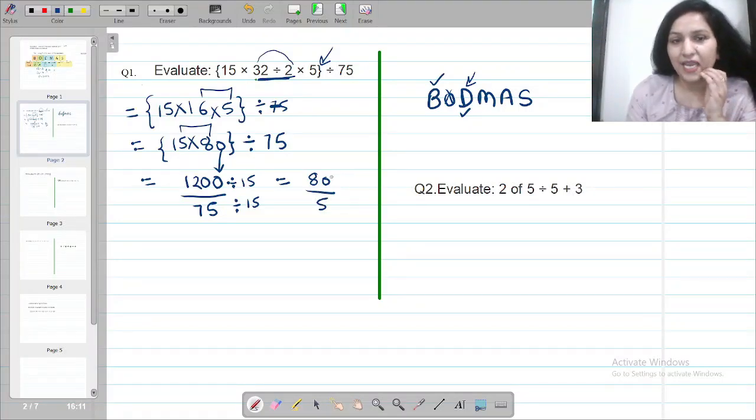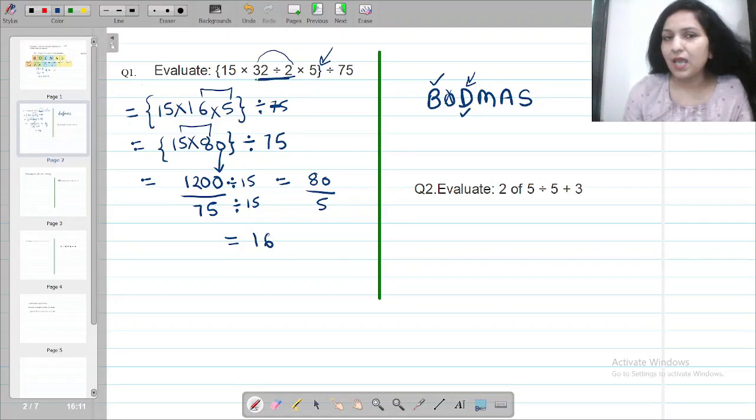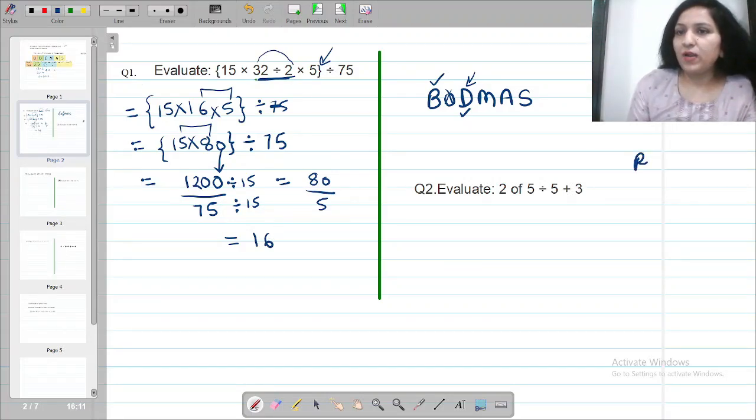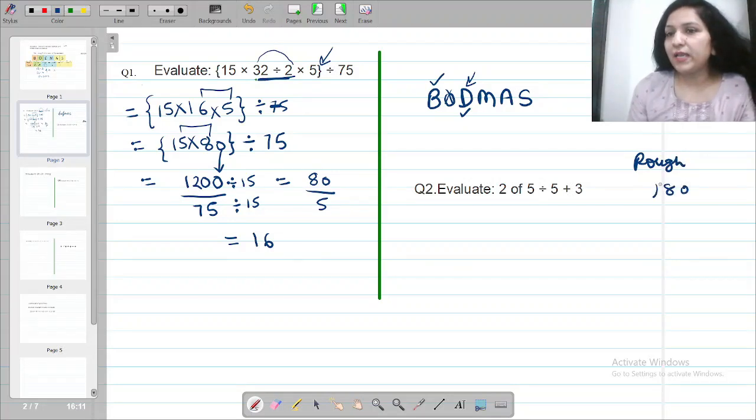अब मुझे पता है 80 is a multiple of 5. 80 can again be divided. So 80 divided by 5. 5 into 1 is 5. 30 is left out. 5 into 6 is 30. अगर आप पूर्ण नहीं कर सकते, I request please make a rough column here and do your calculation. 80 को आप divide करके देखो 5 से. Have a look. 5 into 1 is 5. Difference is 3. 0 gone down. 5 into 6 is 30.